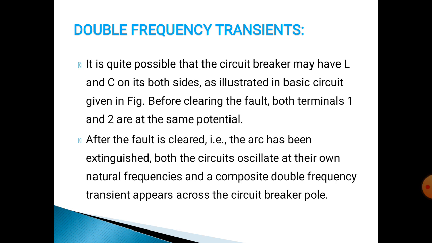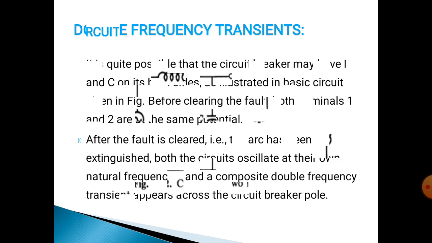In each fault the circuit breaker will open. At that time an arc will be produced. After the fault is cleared, the arc can be extinguished. This is the main thing of double frequency transient.